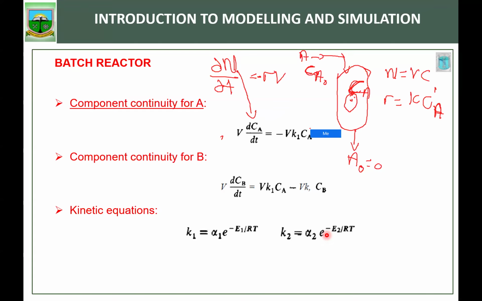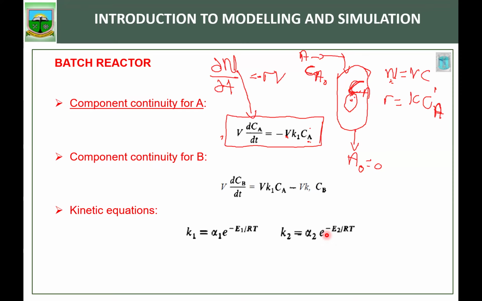So when you replace this, you know that this is n. So it's going to be VC, right? So you are going to have the volume here. Then you have the concentration term. And then this becomes the continuity mass balance equation for A in the system.